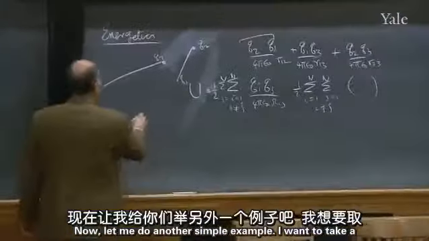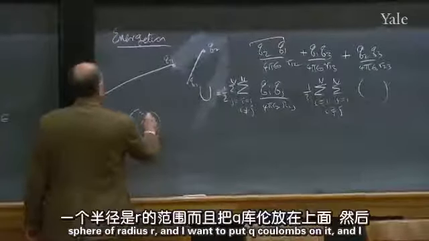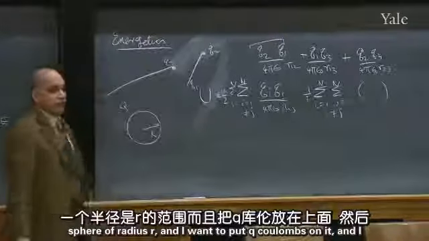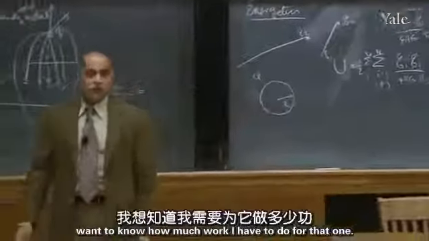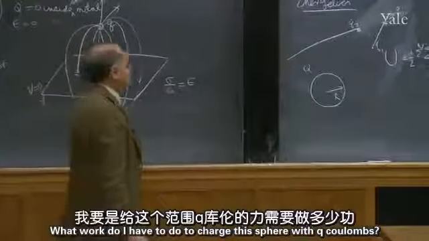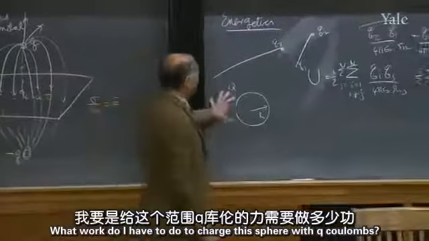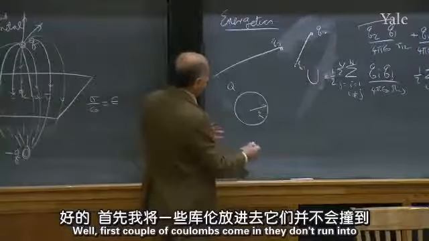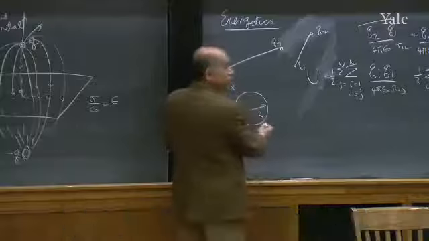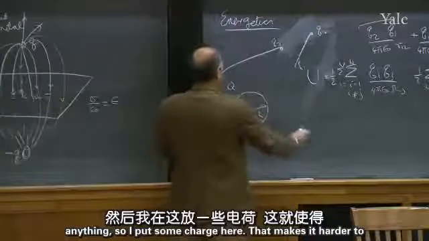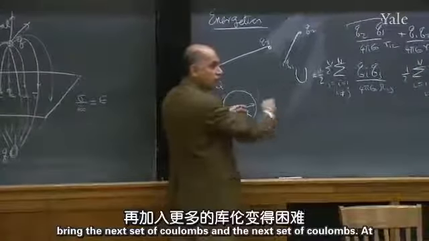Now let me do another simple example. I want to take a sphere of radius r, and I want to put q coulombs on it, and I want to know how much work I have to do for that one. What work do I have to do to charge the sphere with q coulombs? Well, first couple of coulombs come in, they don't run into anything. So I put some charge here. That makes it harder to bring the next set of coulombs.